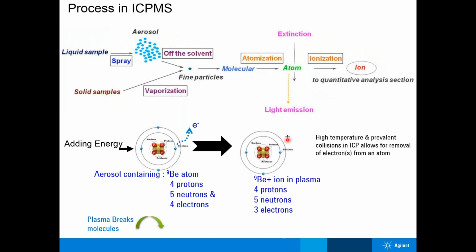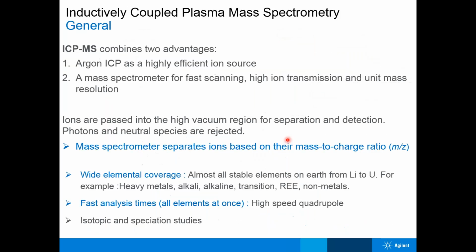So basically, plasma breaks the molecule and forms the atoms. And what will happen to the atoms? It removes the electron from the atom, ionizes them, and measures the amount of ions. So talking in general about the ICP-MS, the argon ICP is a highly efficient ion source. In the ICP-MS, the mass spectrometer separates the ions based on their mass to charge ratio.